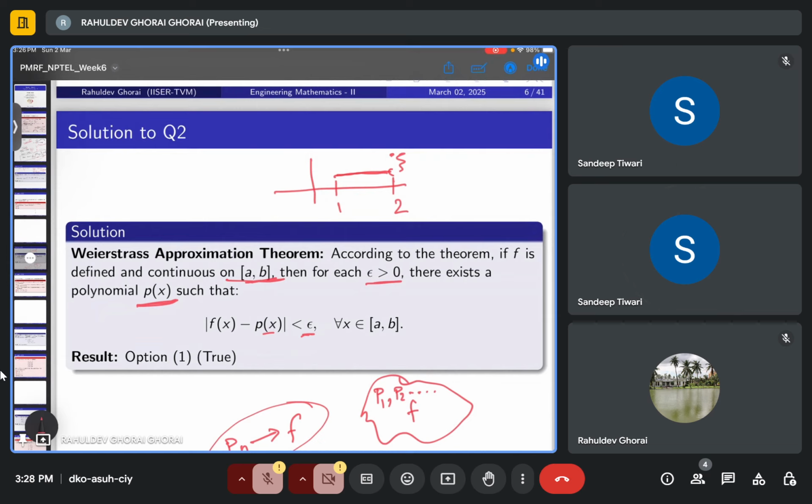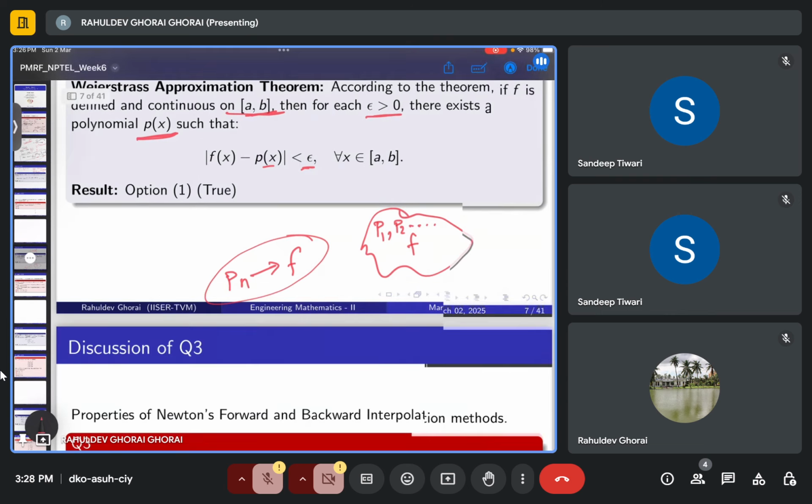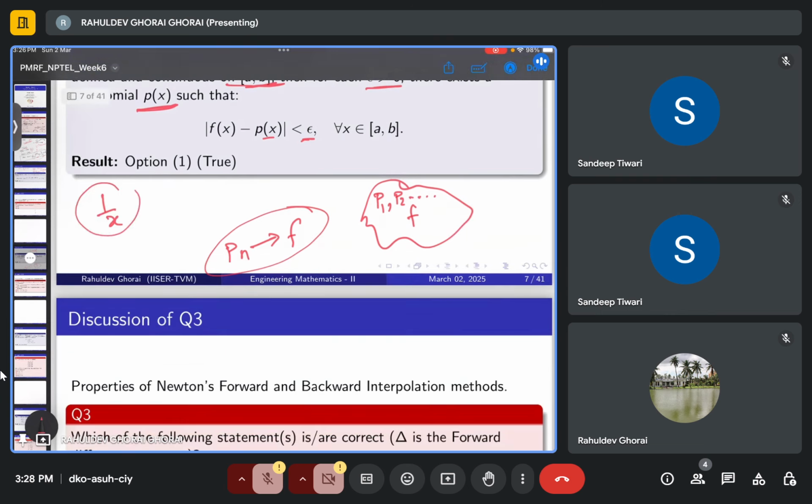Maybe there will be one example. Most probably a 1 by x type of function, which you cannot approximate using a polynomial. It may or may not approximate, I don't know. I need to check it.